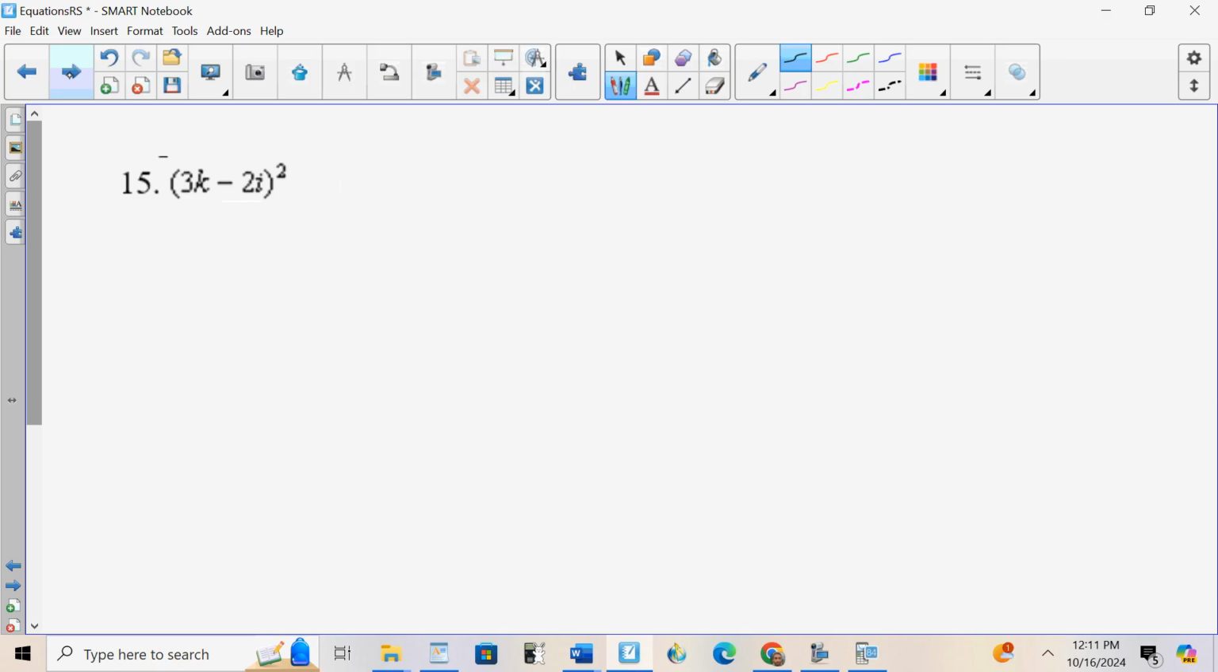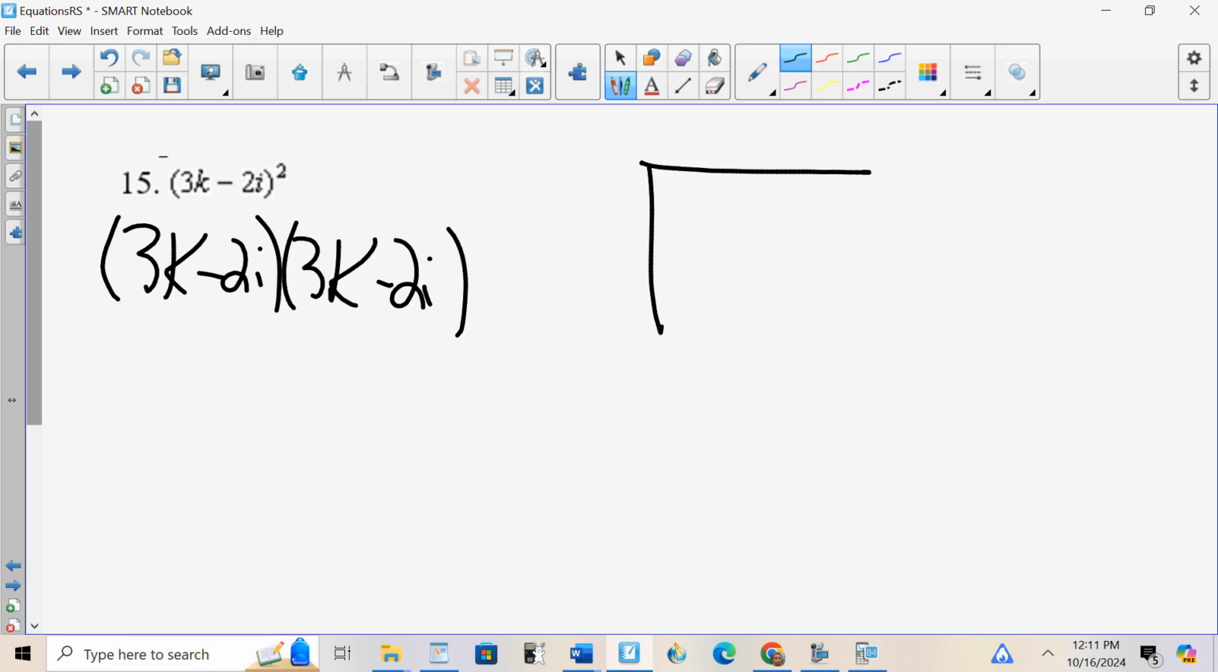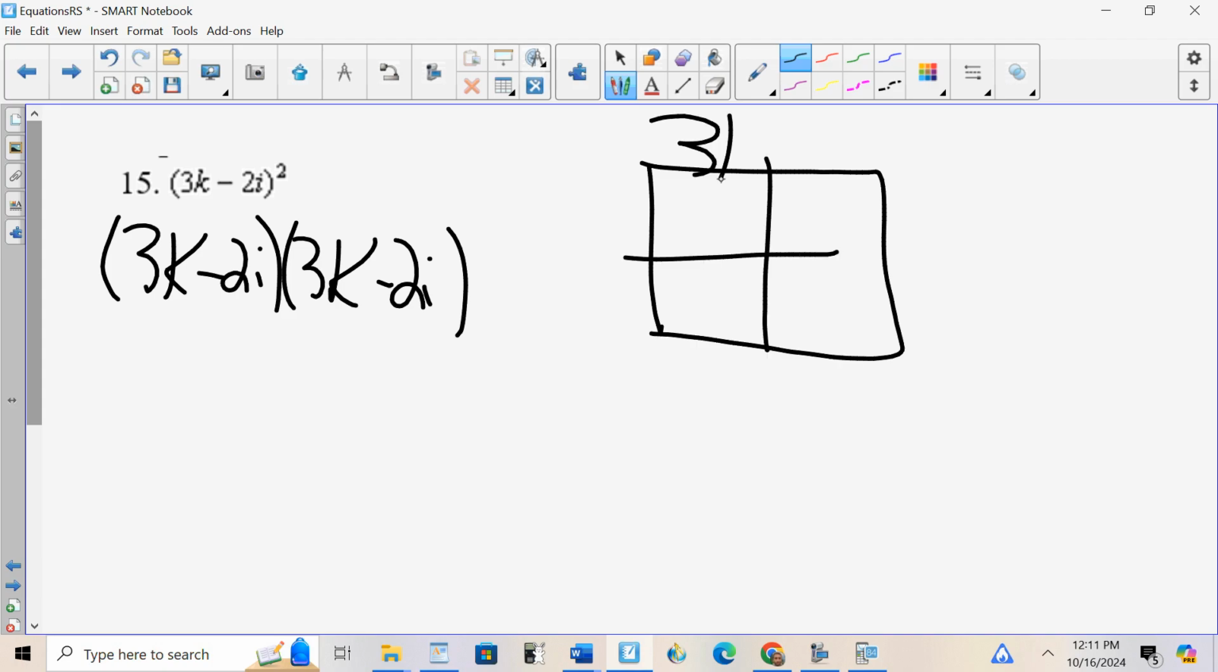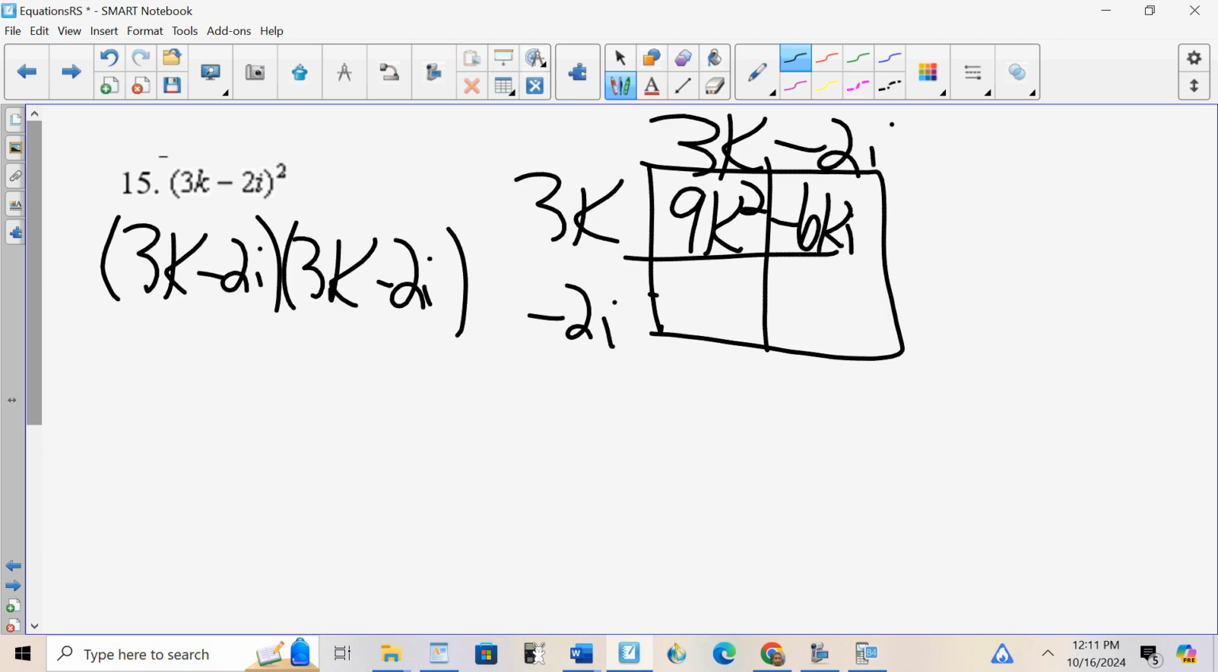We're back to our complex numbers now, but now we're open response, so calculator tricks will not help us. We need to be able to do it algebraically. So we know that squared means times itself, and I know to multiply any binomial by itself, I use my box. So I have 3k minus 2i times 3k minus 2i. 3k and 3k is 9k squared. Minus 6ki minus 6ki. Negative 2 and negative 2 is positive 4. I and I is I squared.